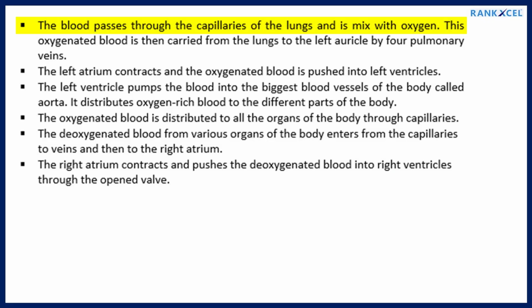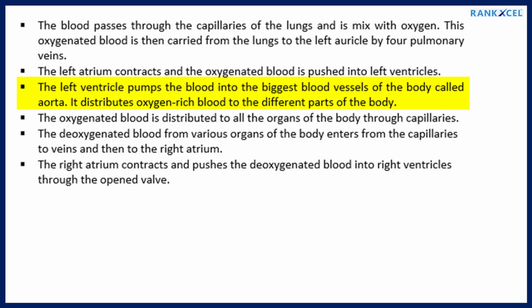The blood passes through the capillaries of the lungs and is mixed with oxygen. This oxygenated blood is then carried from the lungs to the left atrium by 4 pulmonary veins. The left atrium contracts and the oxygenated blood is pushed into the left ventricle. The left ventricle pumps the blood into the biggest blood vessel of the body, called the aorta.